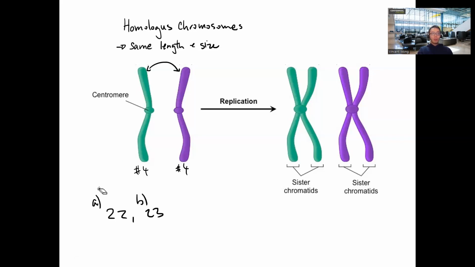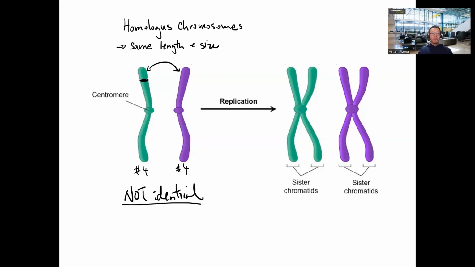Now, when we copy the DNA, the entire chromosome is going to be copied, and they are going to be stuck together. Oh, sorry, I'm just going to backtrack a little bit. Homologous chromosomes are the same size and same length, but they are not identical. I probably should mention that. What do I mean by they're not identical?